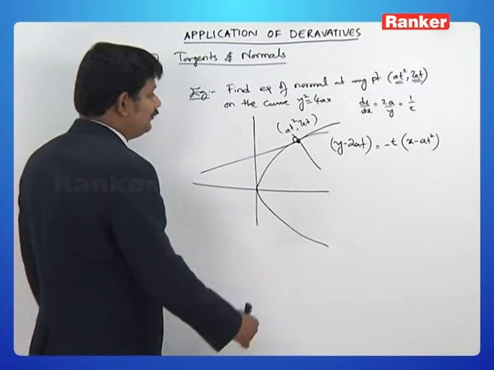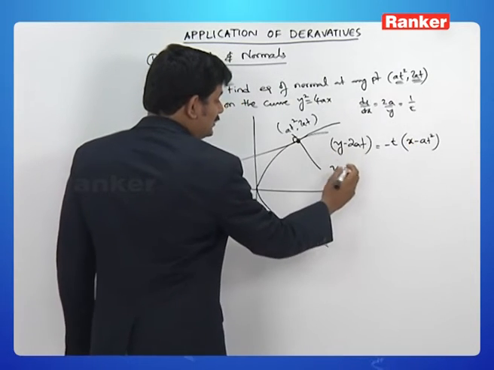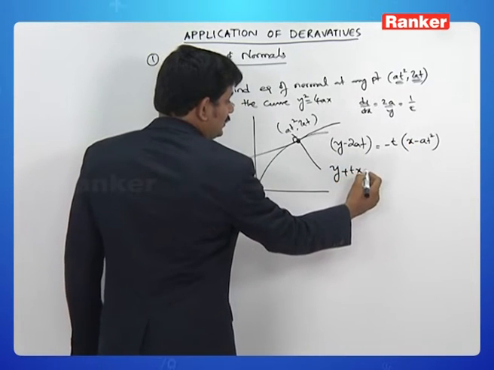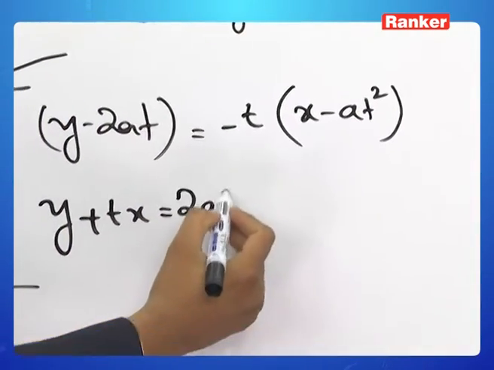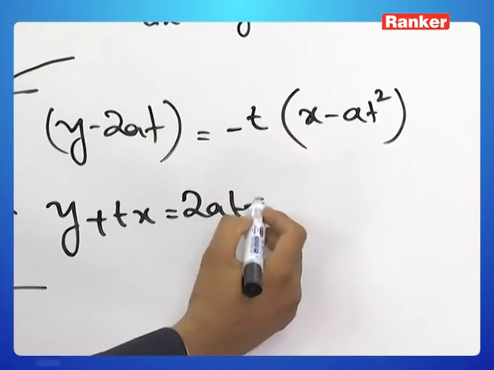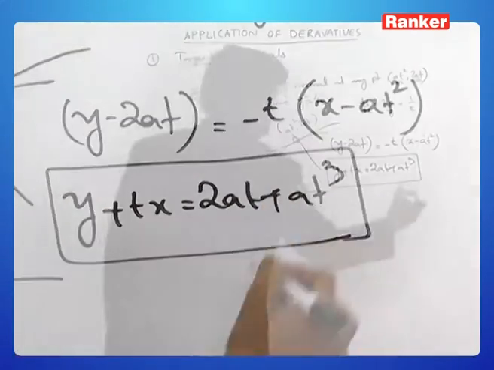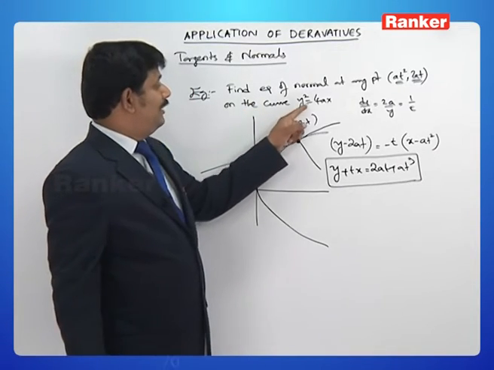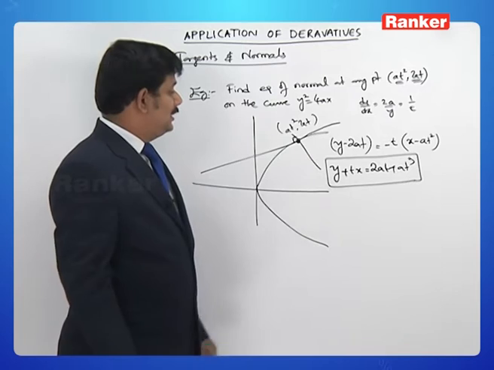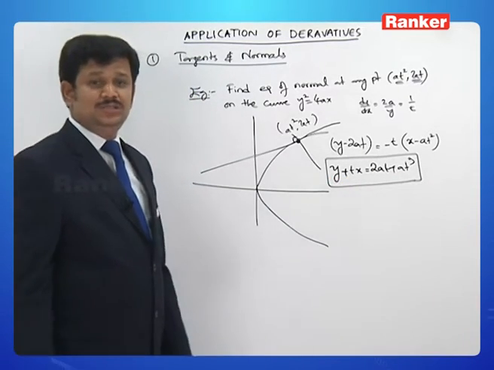So, what will the equation of the normal be? Let me bring this minus tx to the other side, plus tx is equal to, let us push this 2at to the other side, 2at plus at cube. So, the equation of the normal at any point at square comma 2at on the curve y square is equal to 4ax is given by y plus tx is equal to 2at plus at cube.